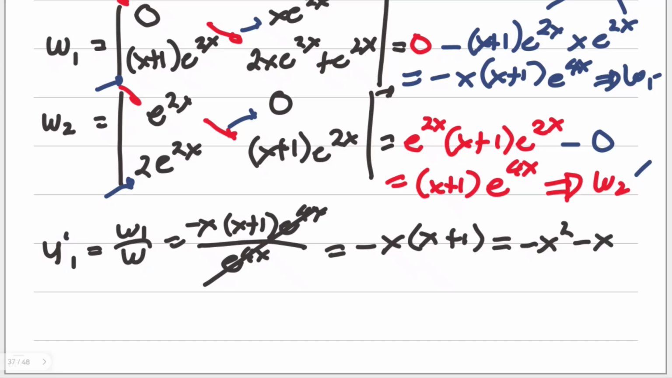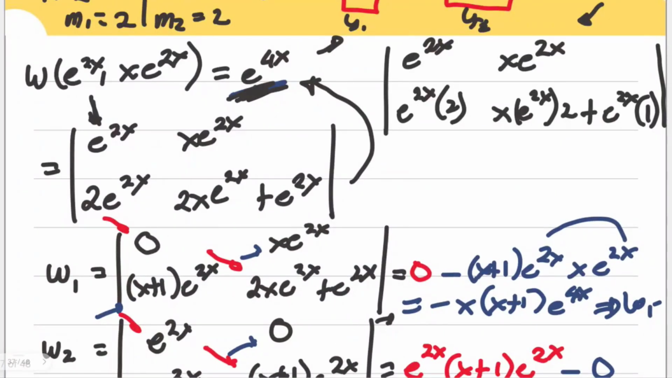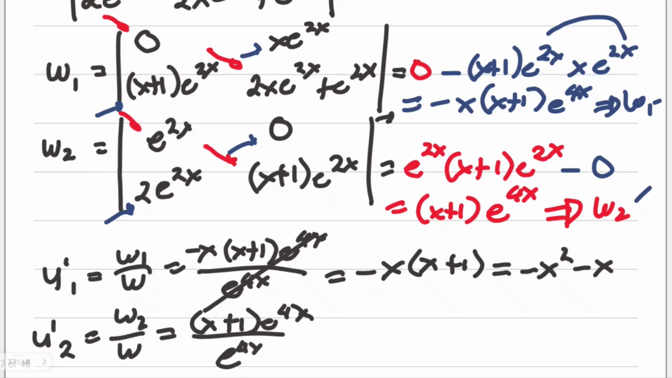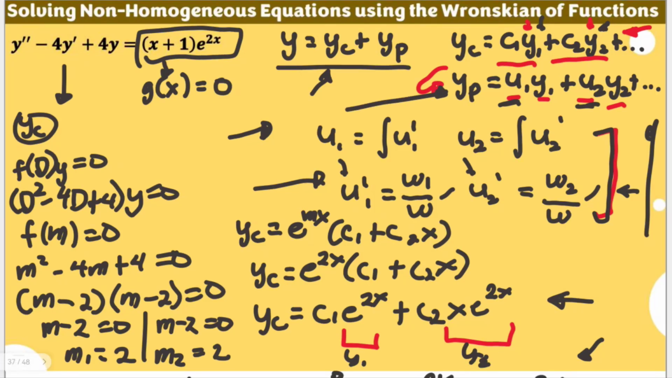Let's have that. U prime of 2 is the ratio of w2 and w. This is our w2, x plus 1 e to the power of 4x. Again, our w, the Wronskian, is e to the power of 4x. So you'll have x plus 1. Take note of this too, because we will be using them. Here is the formula going up. We are done with this. We will be getting the u sub 1 and u sub 2 to be paired with our y sub 1 and y sub 2, already identified earlier, to get our y sub p.